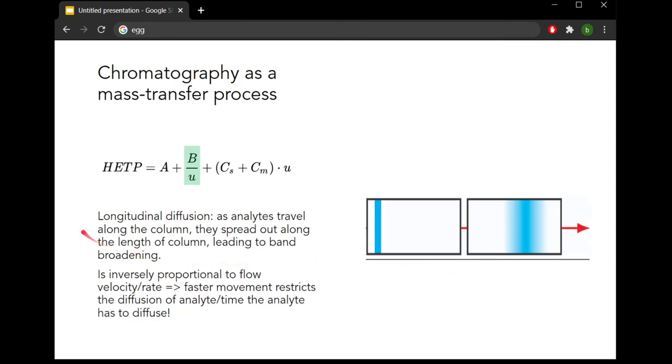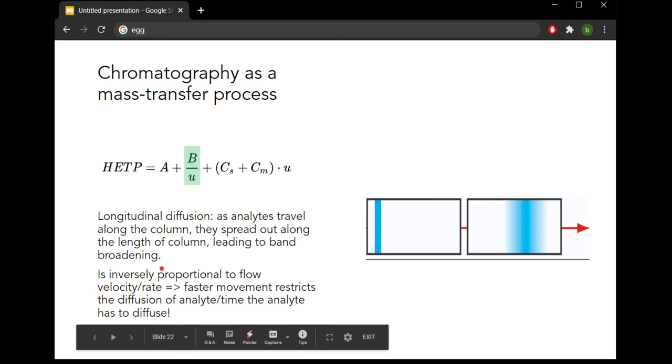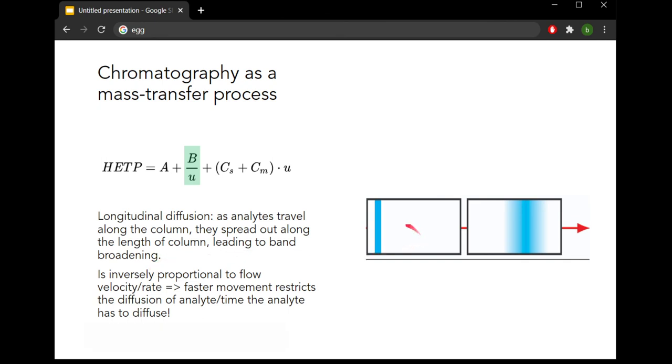Secondly, there's the longitudinal diffusion term. As analytes travel along the column, they spread out along the length of the column because of diffusion. This leads to band broadening. The longer these analytes spend inside the column, the longer opportunity you give them to diffuse. So actually, this is inversely proportional to flow rate.